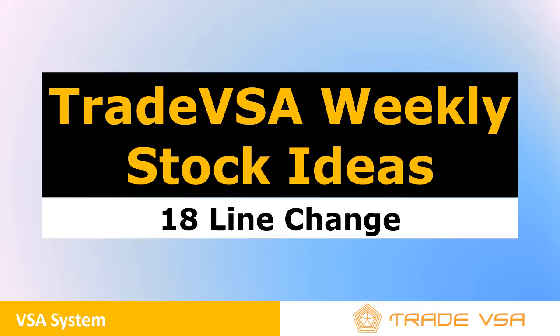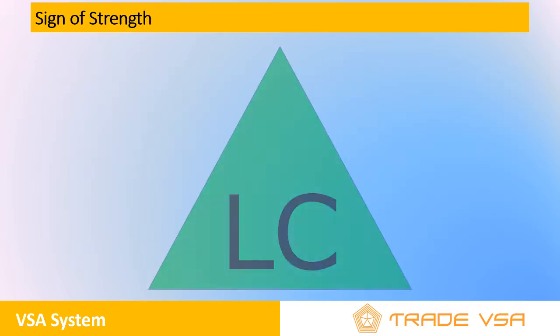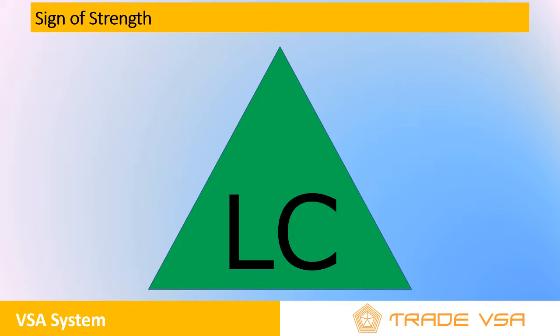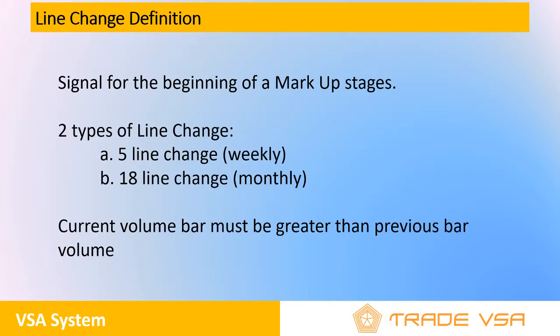For today's video, I'm going to focus on our 18 line change screener and signals. Before we start, I'm going to explain what line change means. Line change is basically a sign of strength, which is the hidden potential buying from the smart money. A quick definition: line change is a signal of the beginning of a markup stage. We have two types: 5-day line change and 18-day line change. A 5-day line change means a weekly breakout, and 18 line change refers to a monthly breakout.